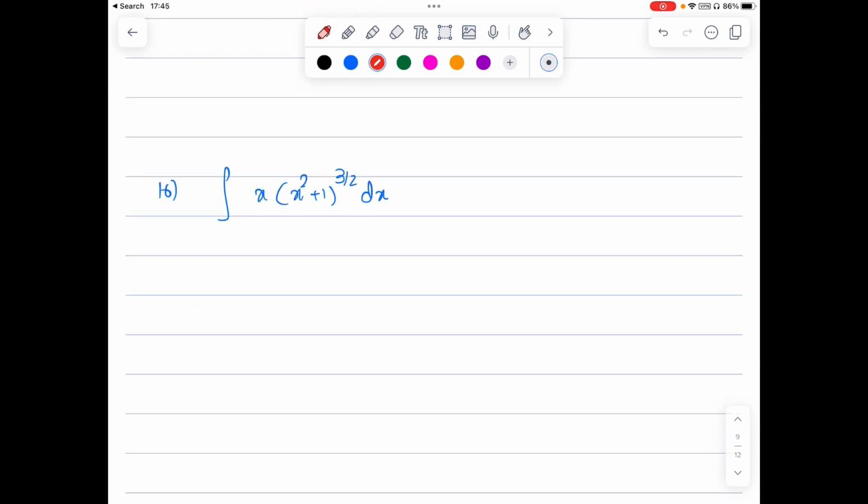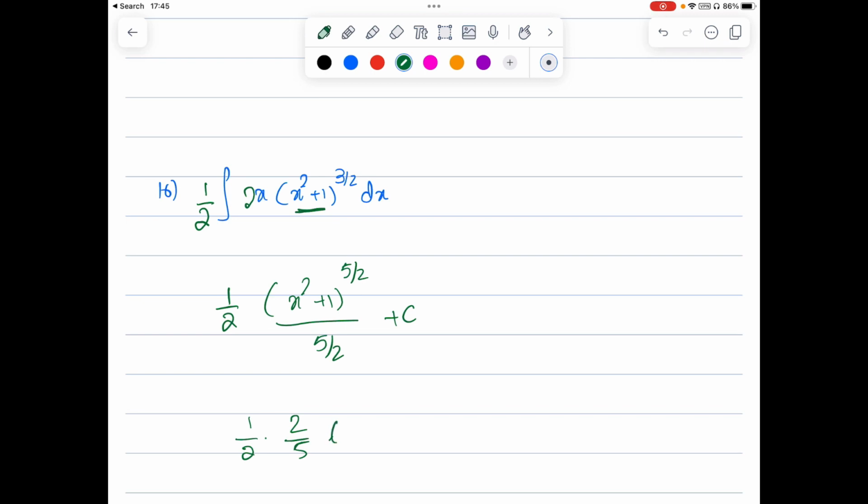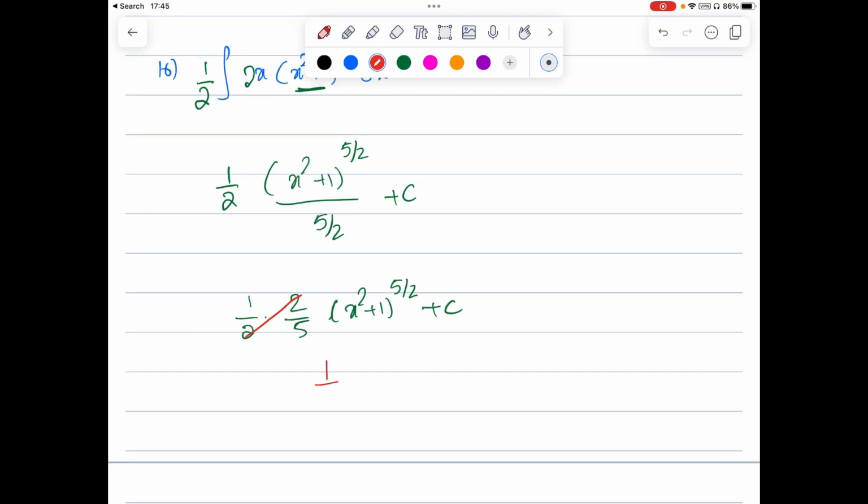Now again, x squared plus 1 is f of x. Its derivative is 2x, so multiply and divide by 2. So 1 upon 2, x squared plus 1, power 3 upon 2 plus 1 is 5 upon 2, divided by 5 upon 2, plus c. So 1 upon 2, 2 upon 5, x squared plus 1 whole power 5 upon 2 plus c. So 2 cancels. This is going to be the answer: 1 upon 5, x squared plus 1 whole power 5 upon 2 plus c.